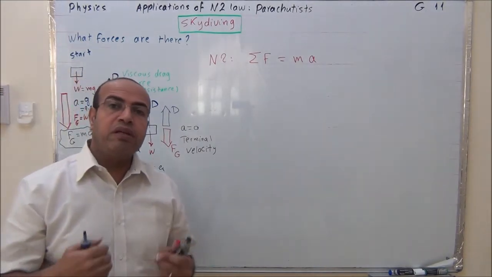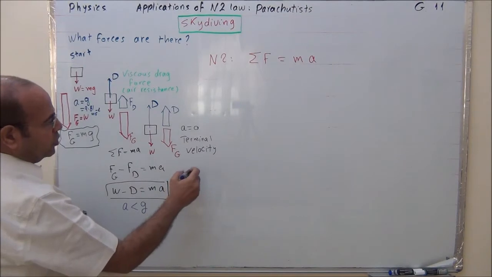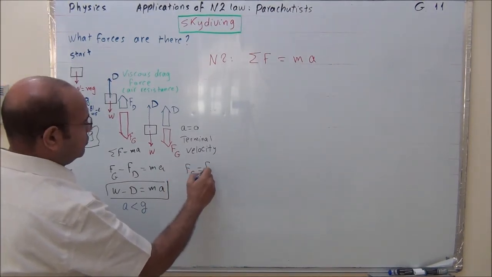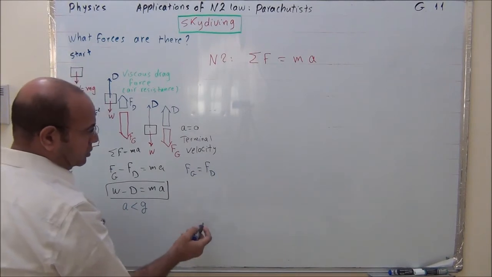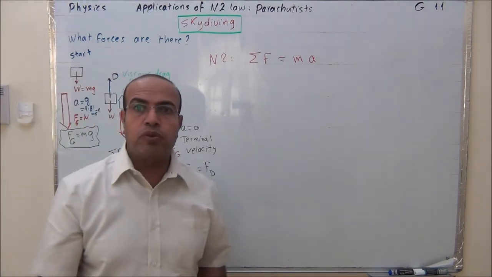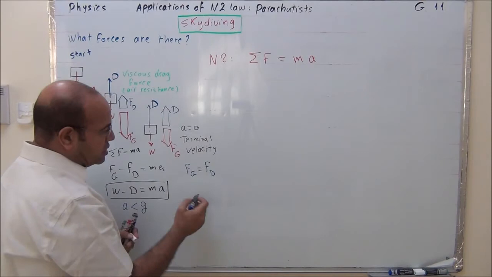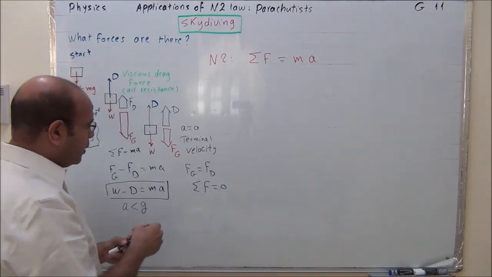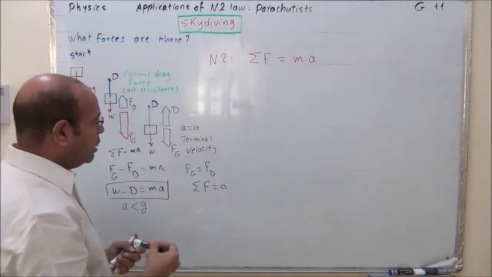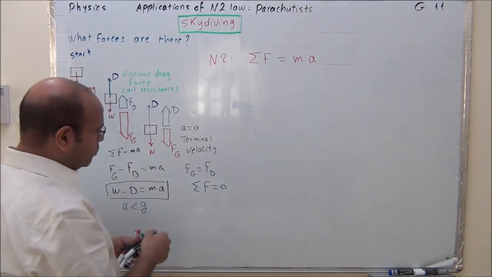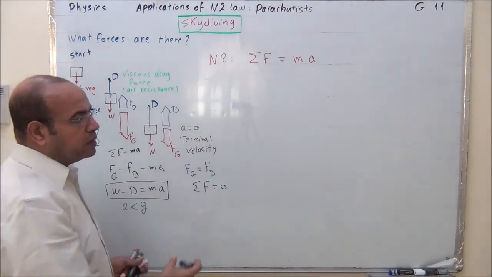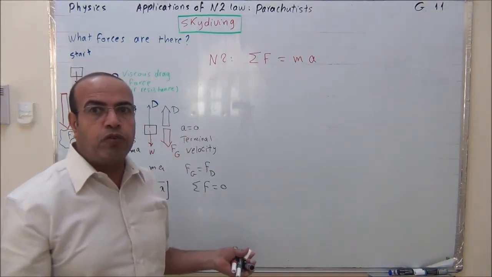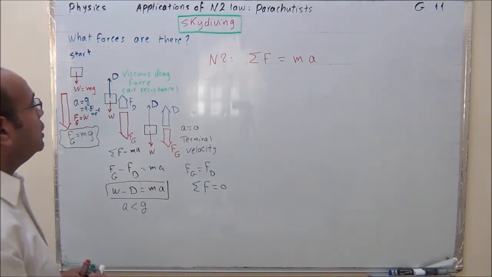In the third part, when the weight equals the drag force, when Fg equals Fd, the viscous drag force, the resultant force or the net force is equal to 0. So the sum of F equals 0, and this part is the terminal velocity. So the acceleration equals 0, and this is Newton's first law, because the net force is equal to 0.